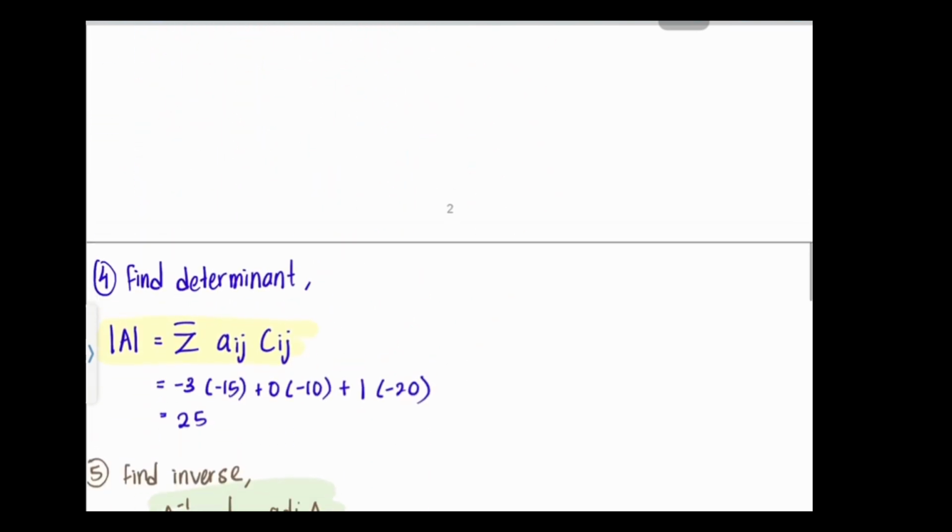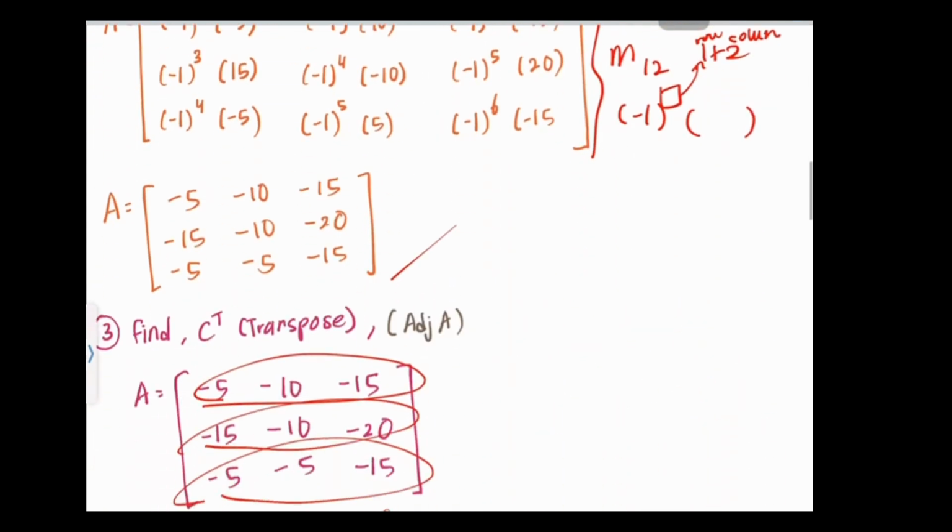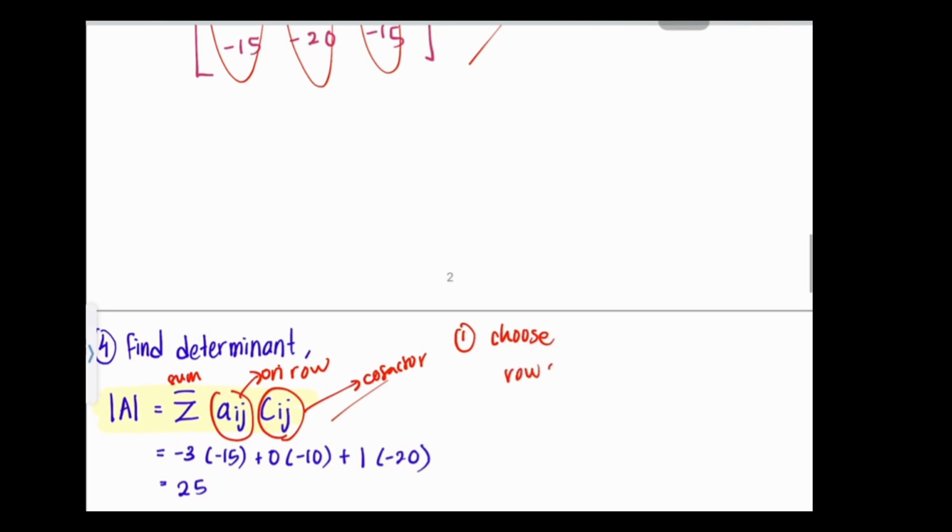Last but not least, you need to find the determinant by using this formula. This refers to the sum. This refers to the original row, and this refers to the cofactor. To find the determinant, you need to choose which row you want to use in your question. As we revise back, these are the question. Which row is much simpler? It will be the second row, right? So I will choose the second row in my calculation, since it has a 0 value, so it will make my calculation easier.